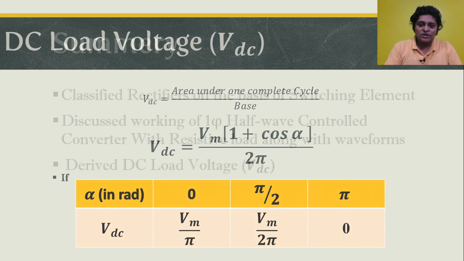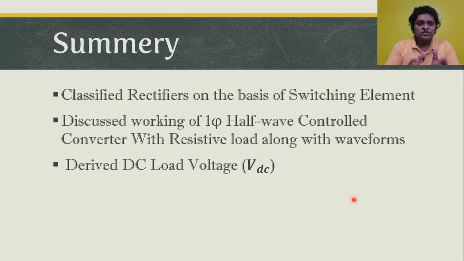So let's summarize this particular session. In this session we classified the rectifiers on the basis of switching element. We discussed the working of single phase half wave controlled converters with resistive load and plotted the waveforms. Also we derived VDC, and one of the key things we mentioned is that the output depends on the amplitude of the supply voltage as well as the firing angle of the SCR.